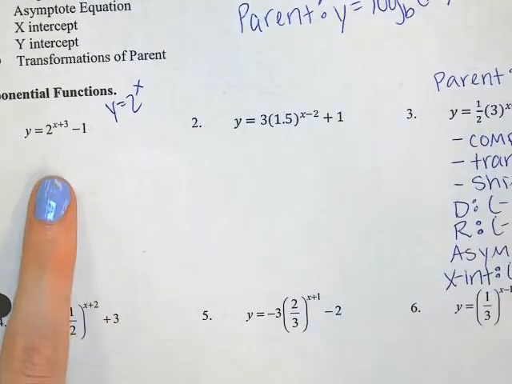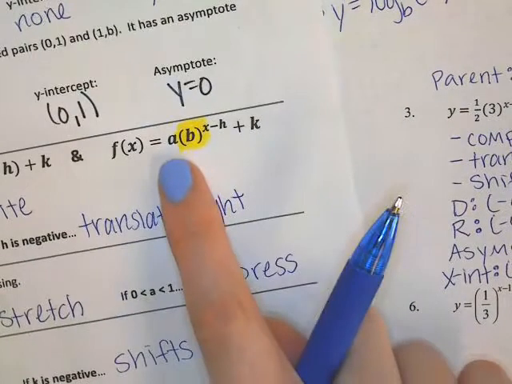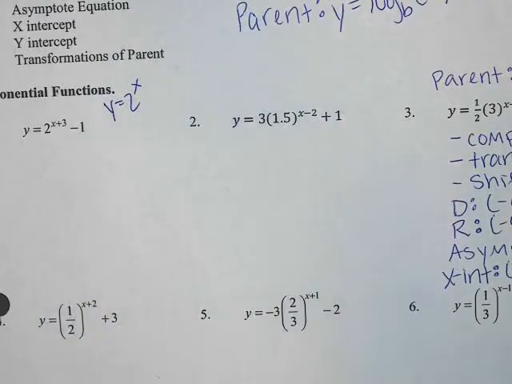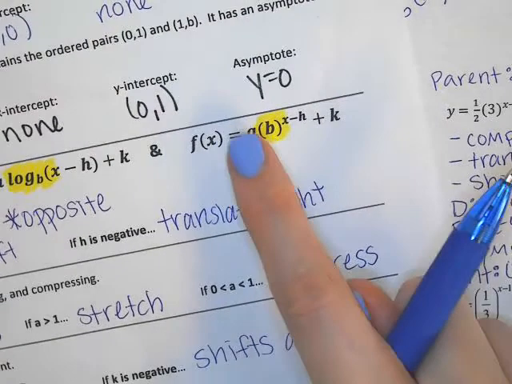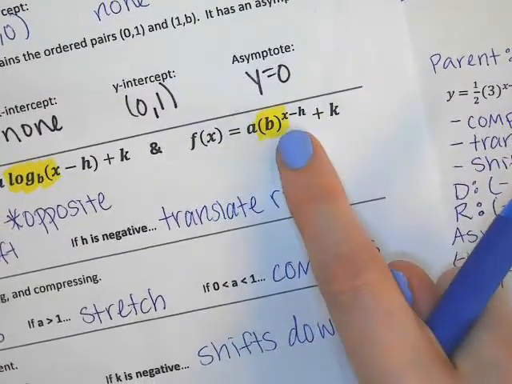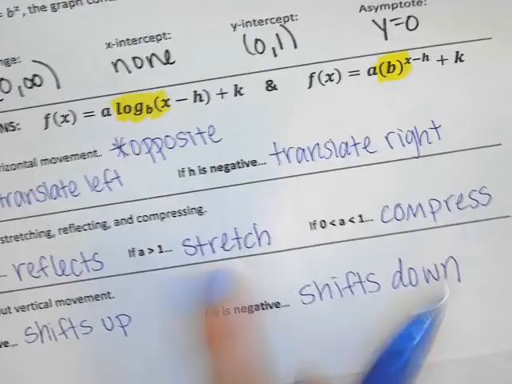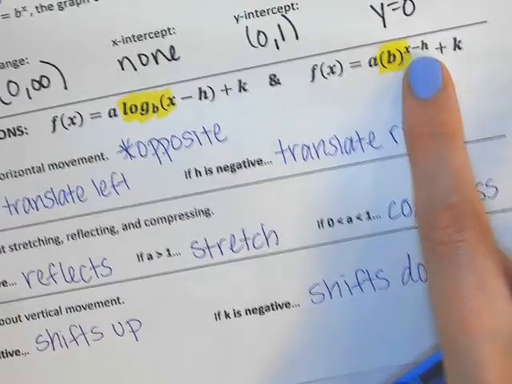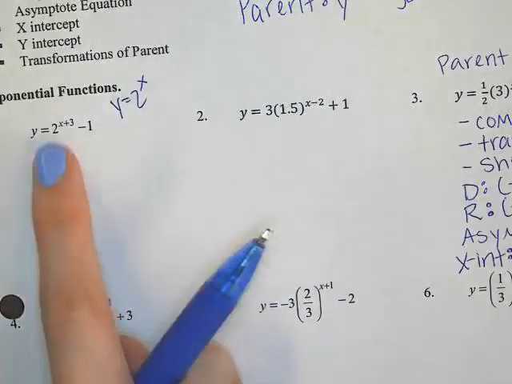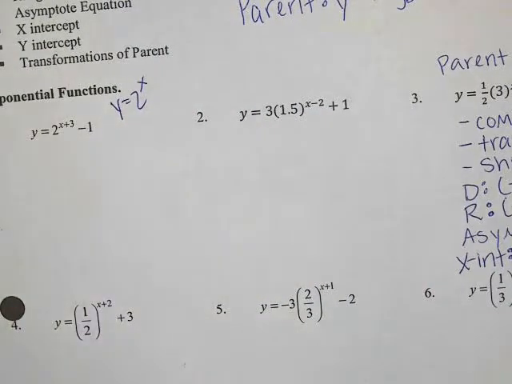If you look at your other piece of notes, do we have an a value in front of the base? 2 is the base. So do we have an a value being multiplied to the base? Then I did not reflect, stretch, or compress. I didn't do any of those. Do I have an h value that's changing my x? Yes, but remember we always do the opposite since x isn't by itself, so we need to inverse that.